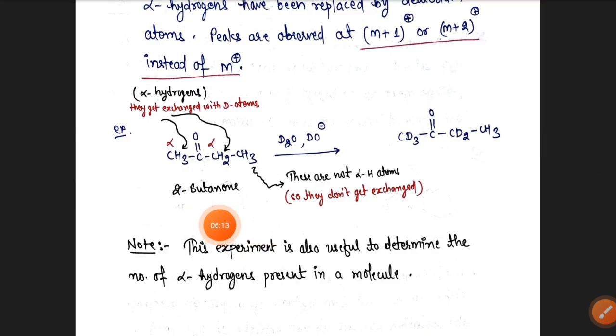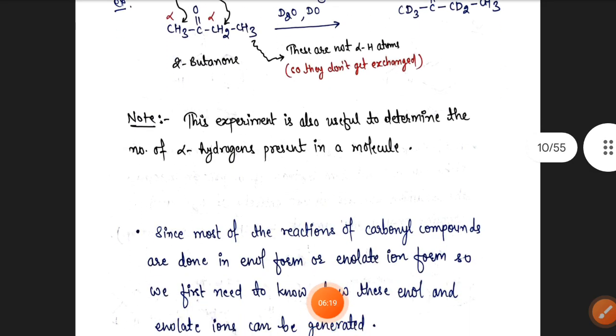Next, here is an example in D2O and OD solvent. Note, this experiment is also useful to determine the number of alpha hydrogens present in a molecule.